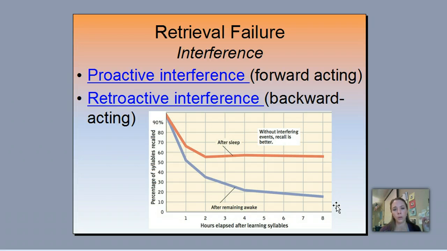This is really bad news for us because our AP Psych test is at noon. You'll have a lot of interference. Maybe I'll let you sleep for an hour before.